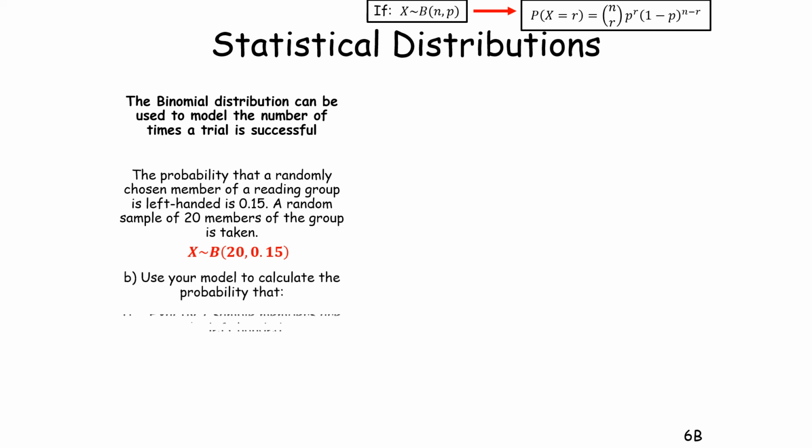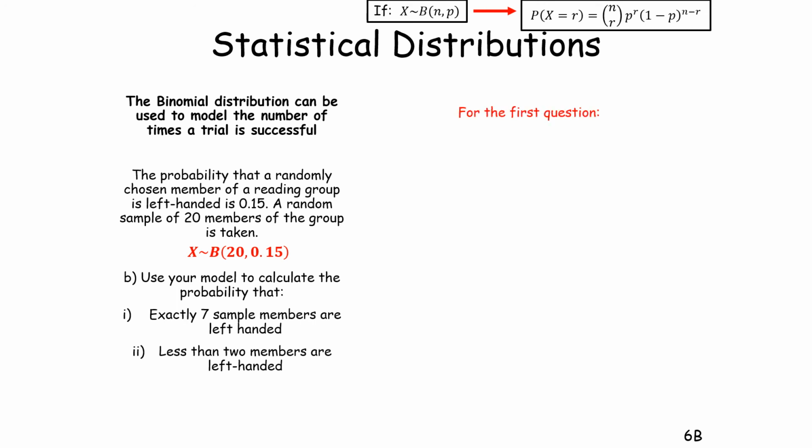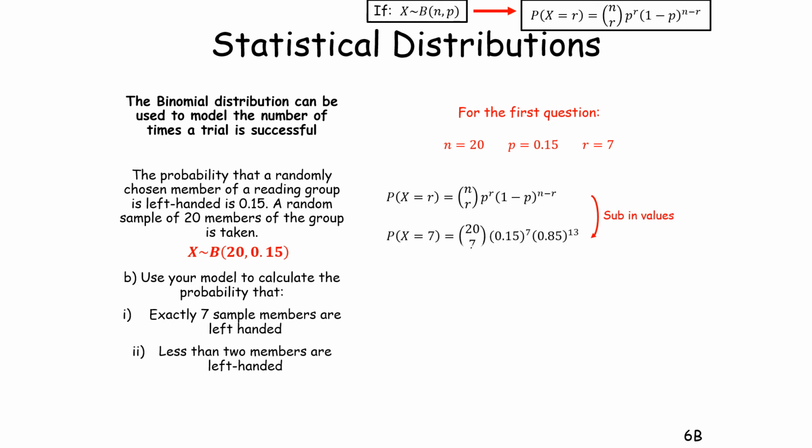Use your model to calculate the probability that exactly 7 sample members are left-handed, and part 2, less than 2 members are left-handed. So for the first question, we know the number of trials is 20, the probability of success is 0.15, and r equals 7. You substitute into the formula, and then you work that out. And that gives you the chance of exactly 7 people being left-handed out of 20, which is going to give a 1.6% chance.